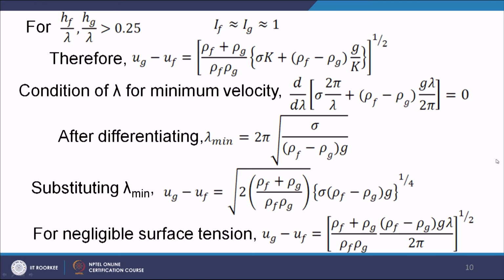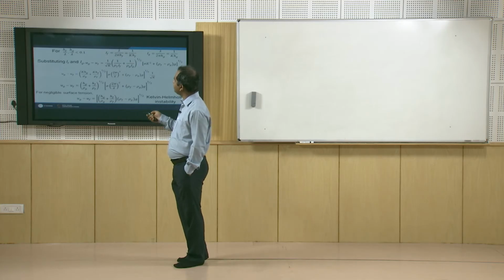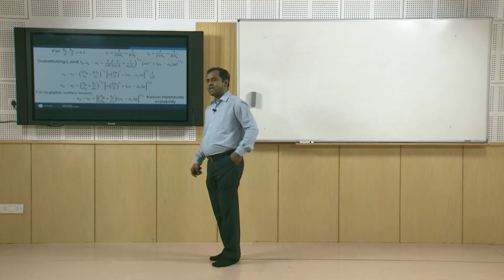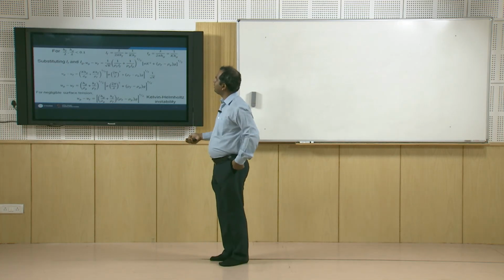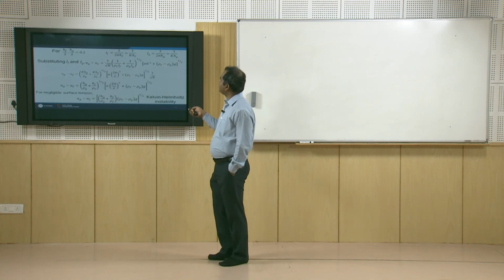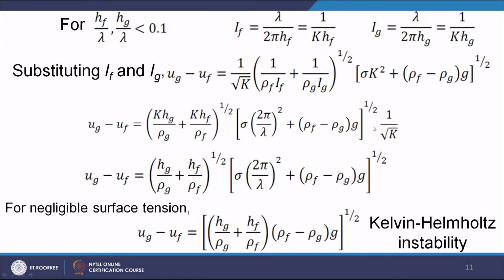Let us see the another extreme case. If we are having hf by lambda and hg by lambda less than 0.1, that means you are having a very long wavelength. In those cases you will find that IF and IG turn out to be 1 by KHF and 1 by KHG. So, essentially that is lambda by 2 pi HF and lambda by 2 pi HG.